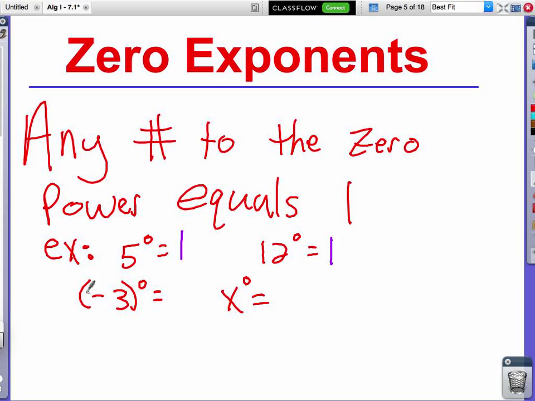Now with negatives, parentheses are very important. If we have a number in parentheses, this means we're taking this number, negative 3, to the 0 power, which is 1. If this is out of parentheses, a negative 3 like this means we're taking 3 to the 0 power, which is 1, times this negative. So that is actually a negative 1. Again, make sure if a number is in parentheses, it stays in parentheses. X to the 0 power, this is any number to the 0 power, which is 1. We're assuming that x is not 0.